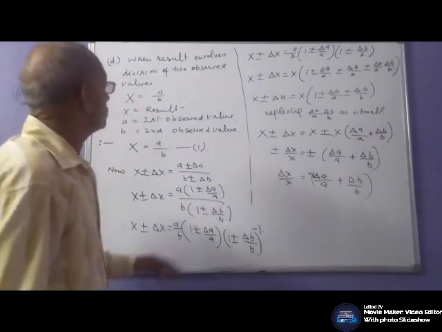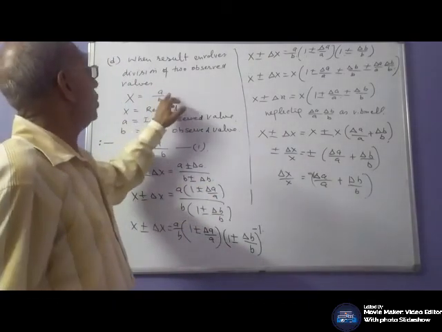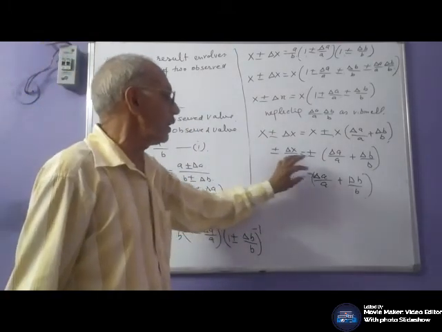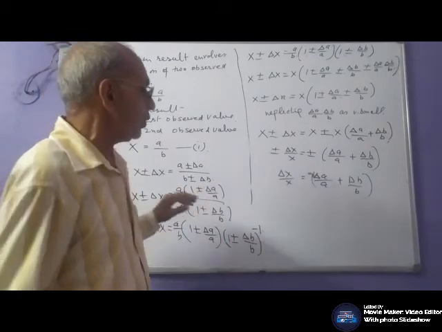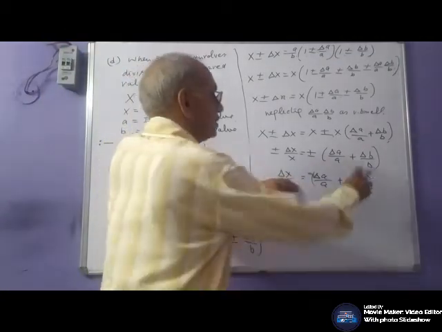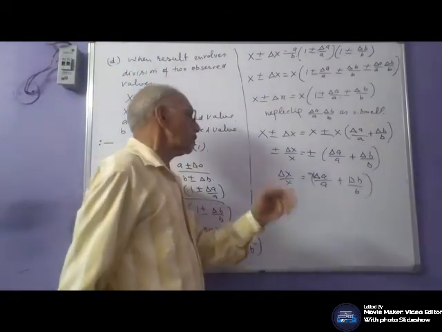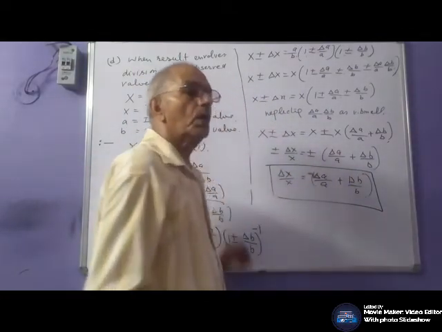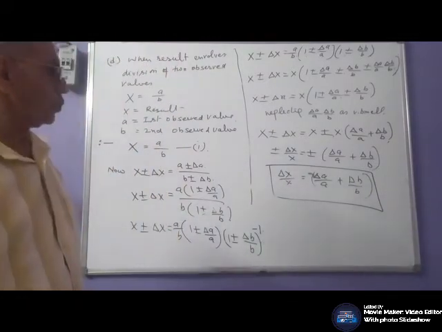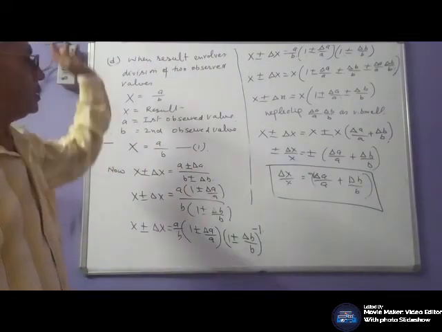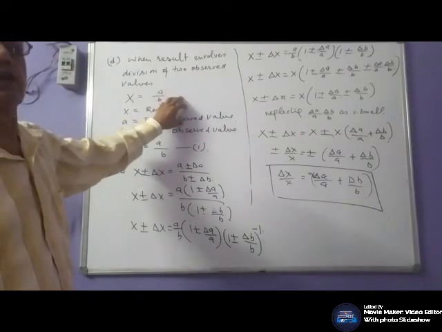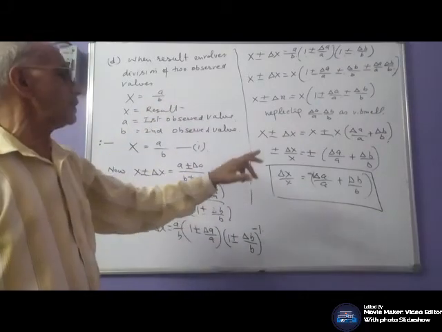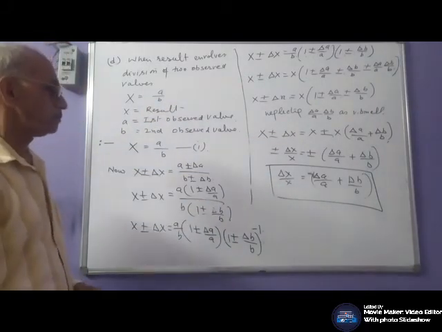Again, same result as was of multiplication, a into b. The result was same, the relative error is this. Suppose we have to find absolute error, then multiply x here. Suppose we want to find percentage error, then multiply with 100 on both sides. Sum or difference, result was same. Division or multiplication, result is same.